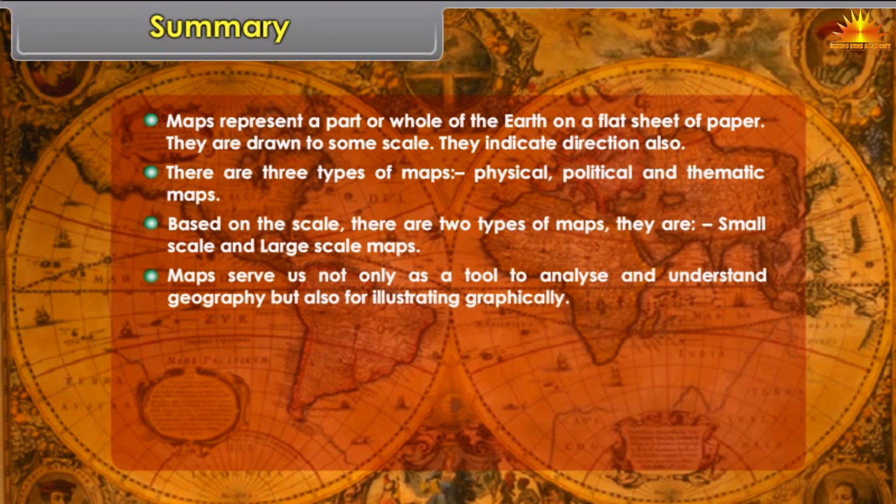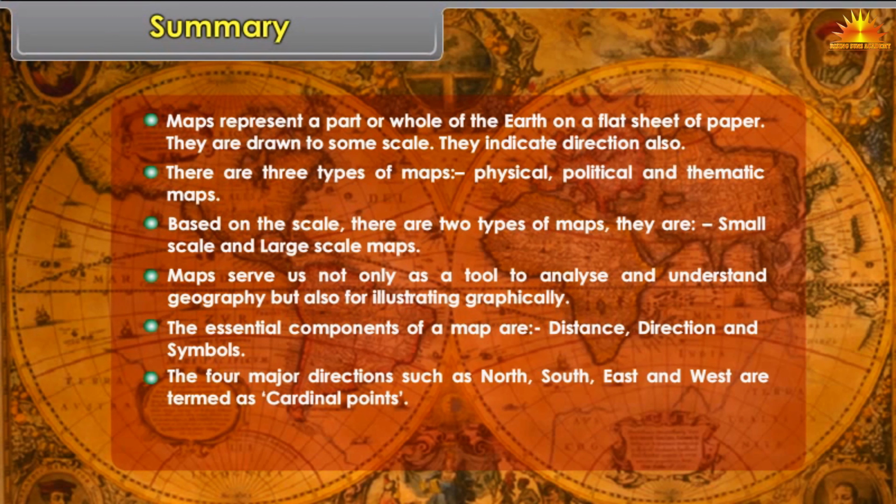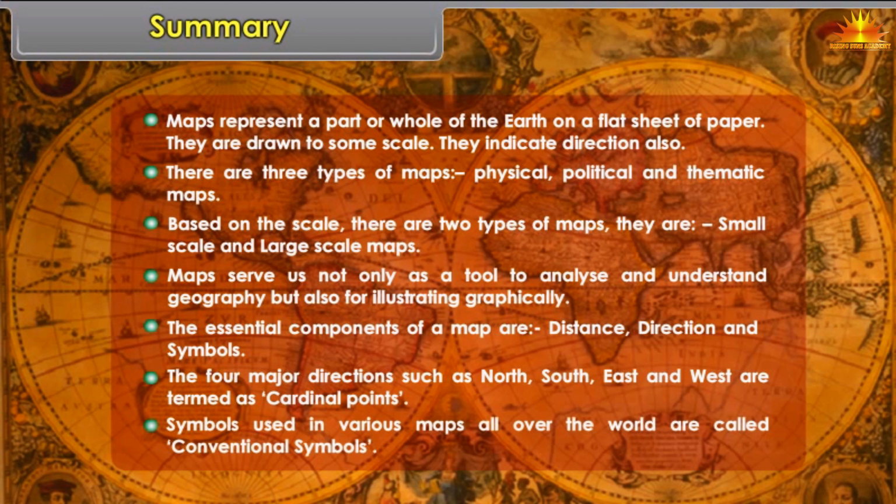Maps serve us not only as a tool to analyze and understand geography, but also for illustrating graphically. The essential components of a map are distance, direction, and symbols. The 4 major directions such as north, south, east, and west are termed as cardinal points. Symbols used in various maps all over the world are called conventional symbols.